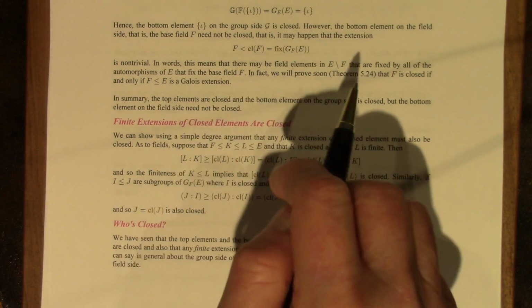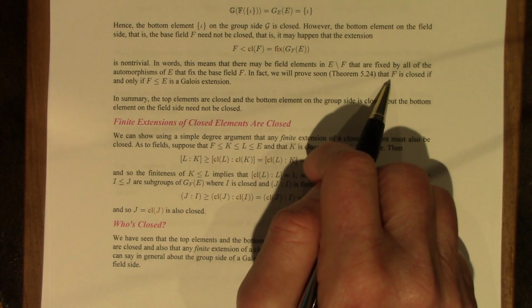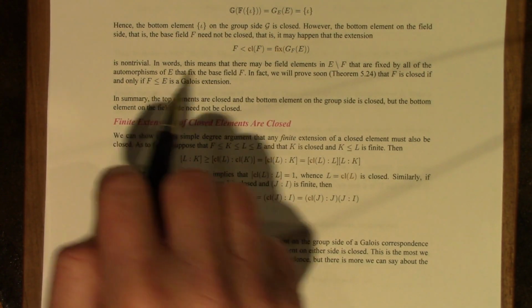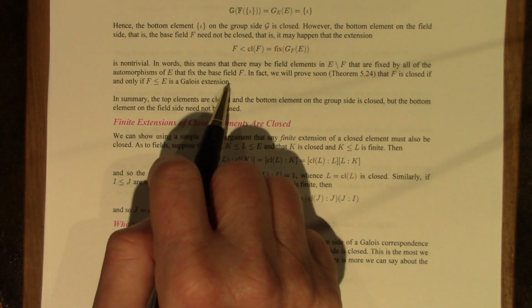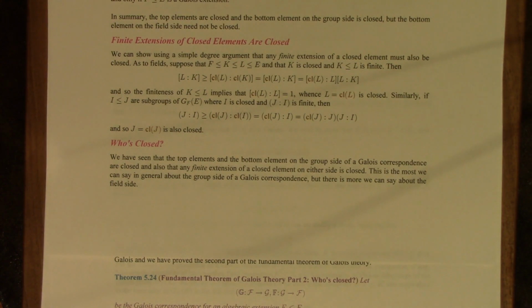As a matter of fact, we're going to prove very soon that the base field F is closed if and only if the extension E over F is Galois. So, in summary, the top elements are closed, the bottom element on the group side is closed, but the bottom element on the field side need not be closed.